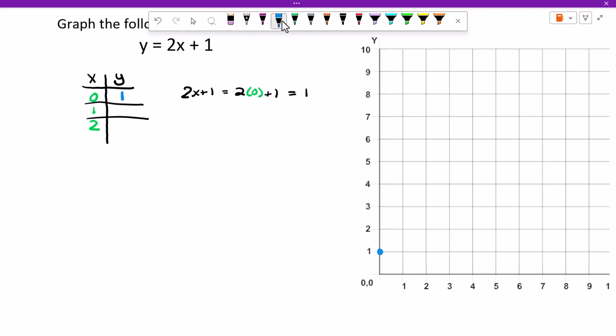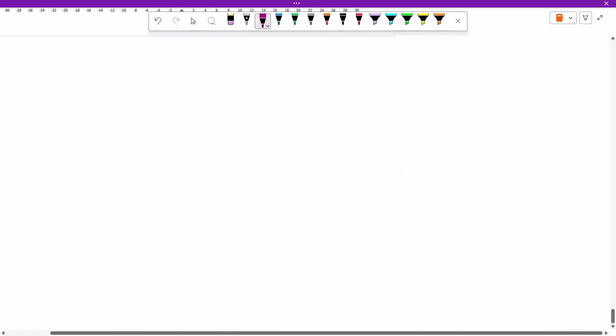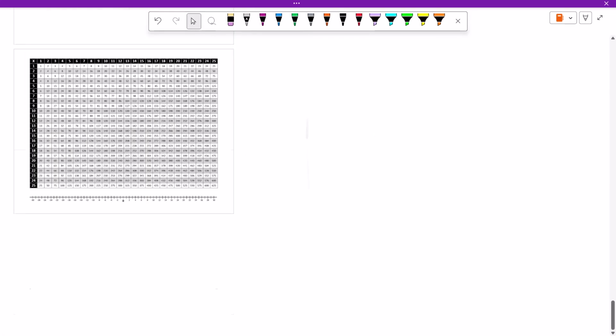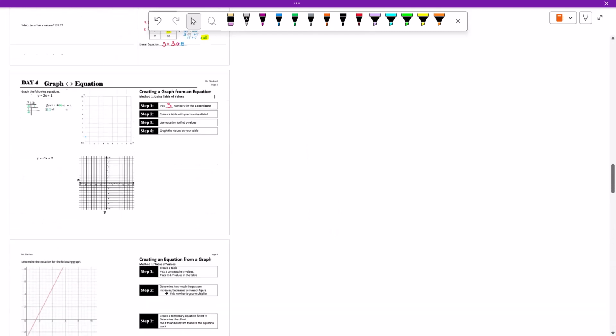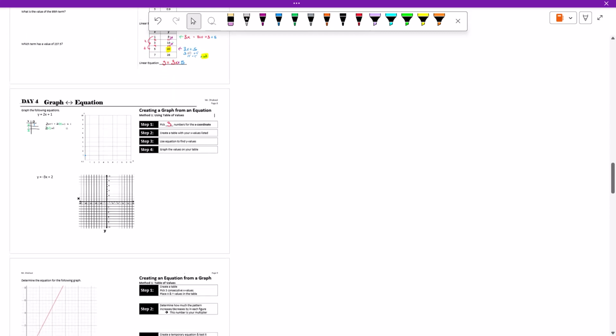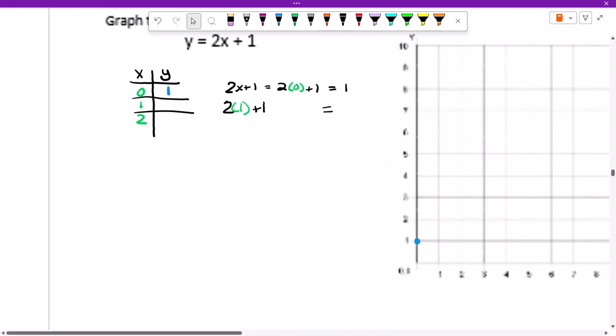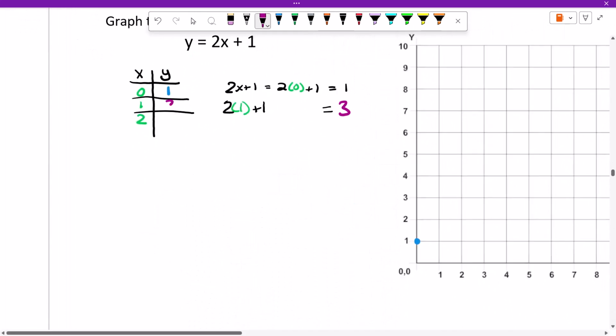Right? Then we do it again. And we do the next point. Right? And we have 2 times 1 plus 1. What does that equal? Oops. 3. Yeah, that jumped on me. Really jumped. We are right here. 3. You are right. So we put a point at x value of 1 up to 3. We go like that and draw.